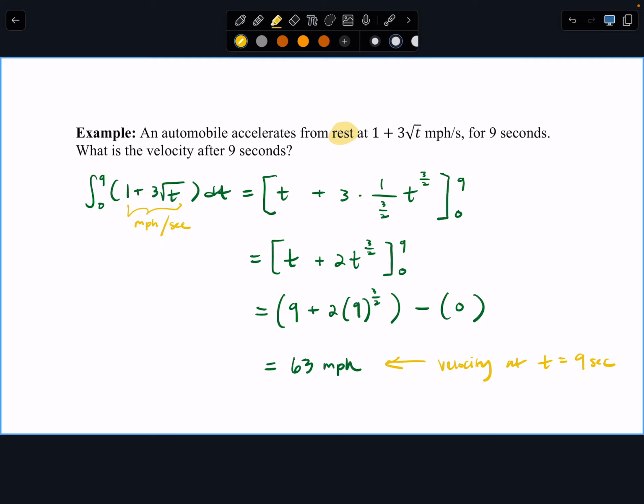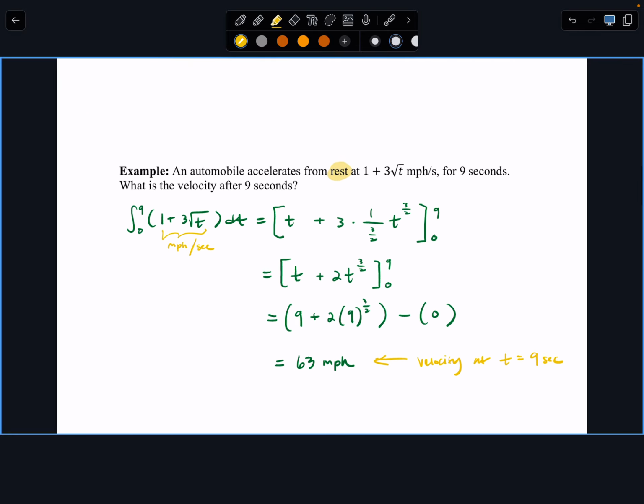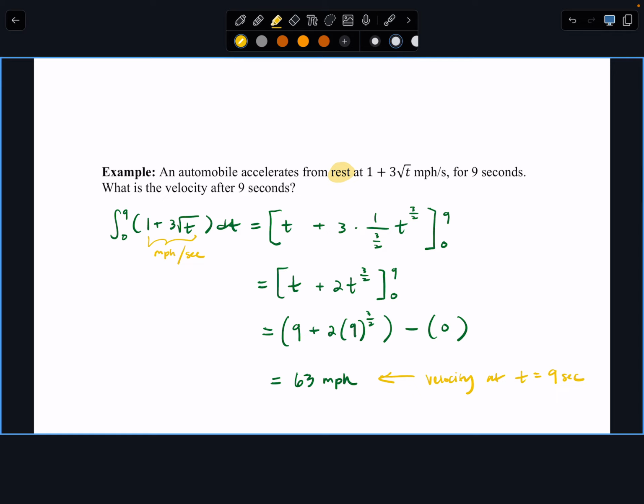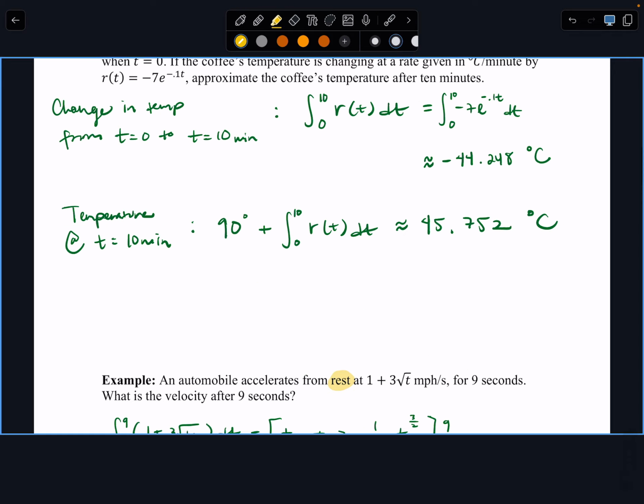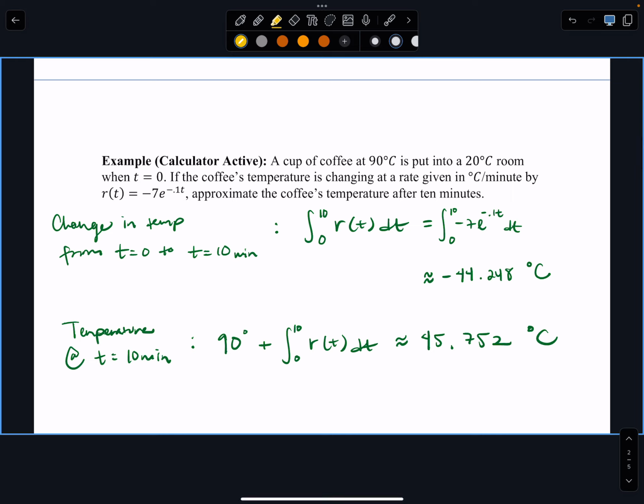Yes. How come for this problem we did it by hand, but the other one we used calculator? Because you don't know how to integrate the other one. It says it's calculator active.